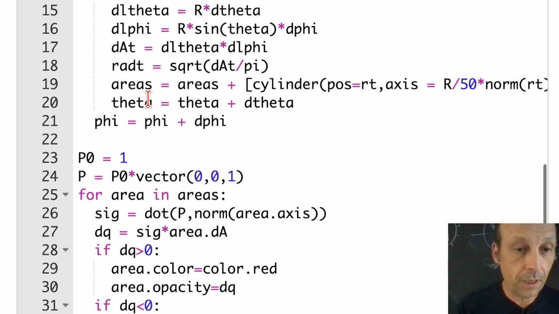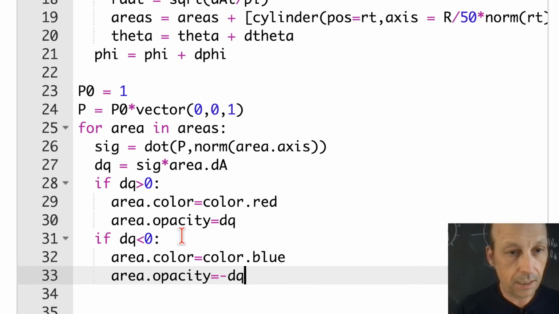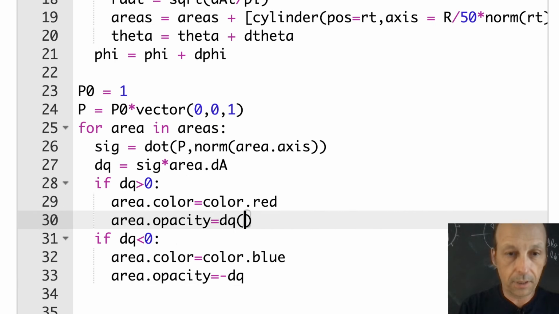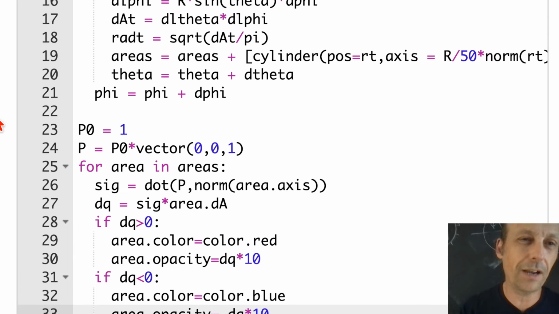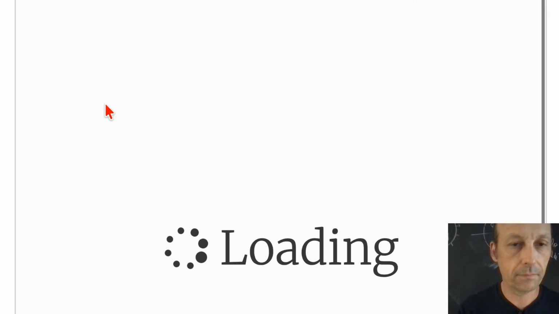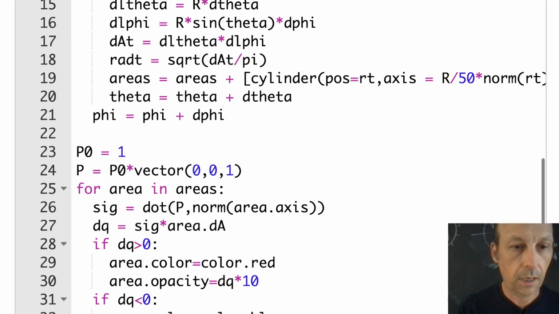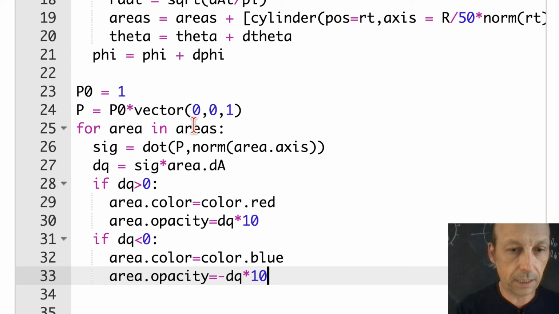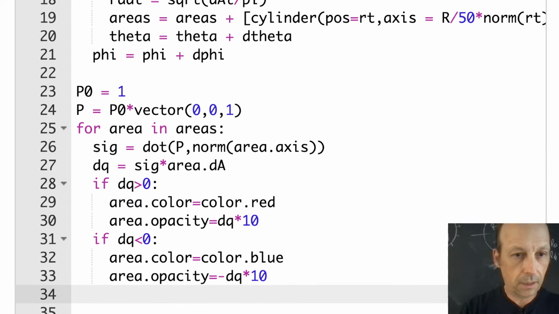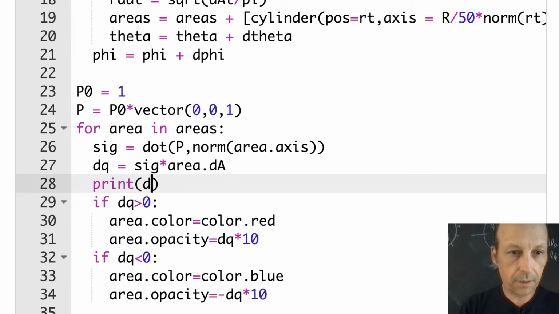Now, see, they're all too small. So let's just take, let's say, dq times 10. Times 10. I'm just guessing here. I could print out dq, but nope. Let's just do this. I'm going to print, let's just print it. Print dq. That's going to be a whole bunch, but who cares?